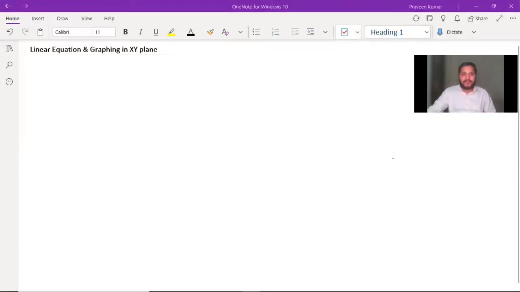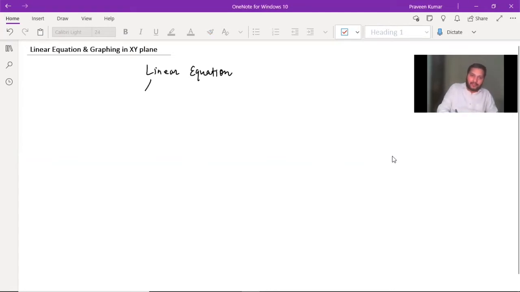Today's topic is linear equation and graphing in XY plane. So what do you understand by linear equation? If in an expression, the highest power of the variable is 1, then the expression will be called linear.